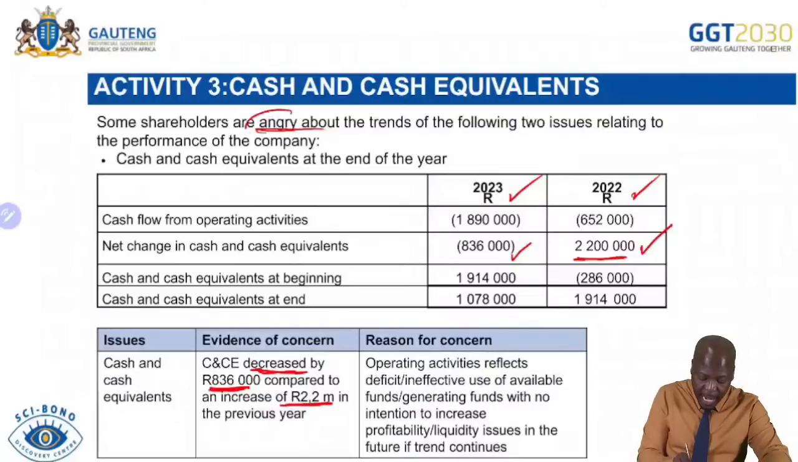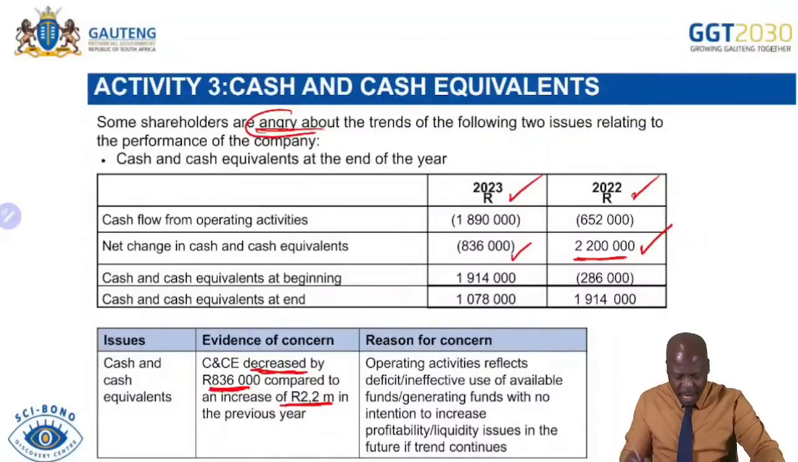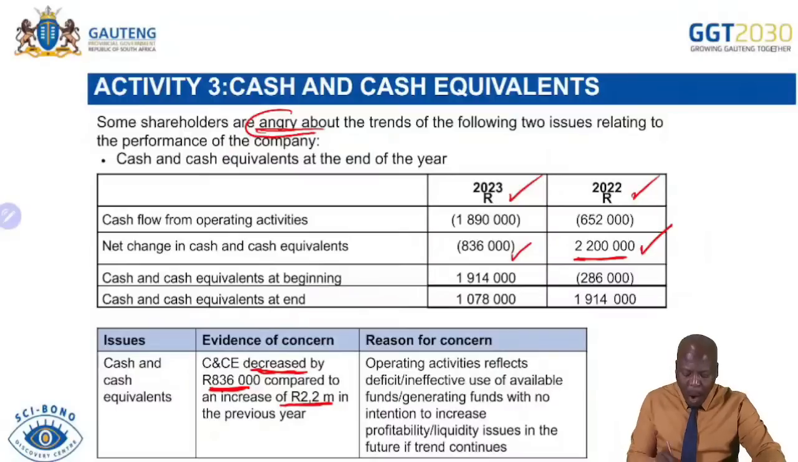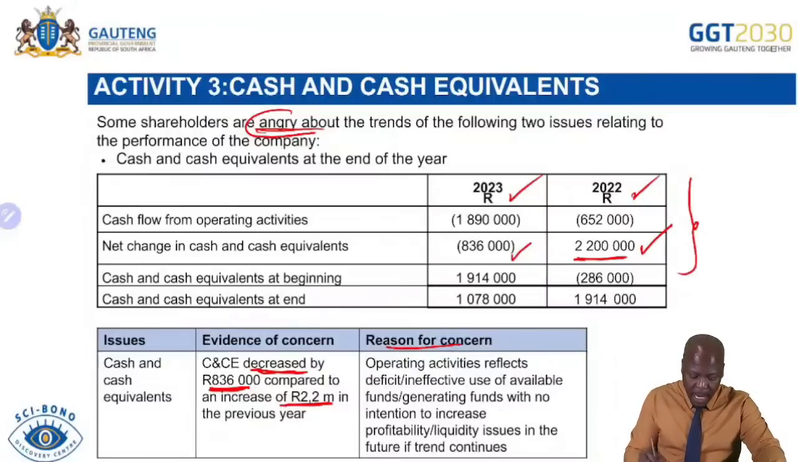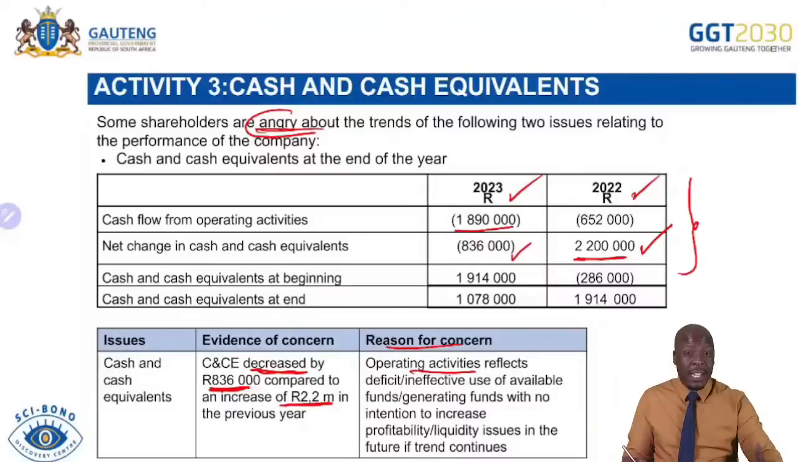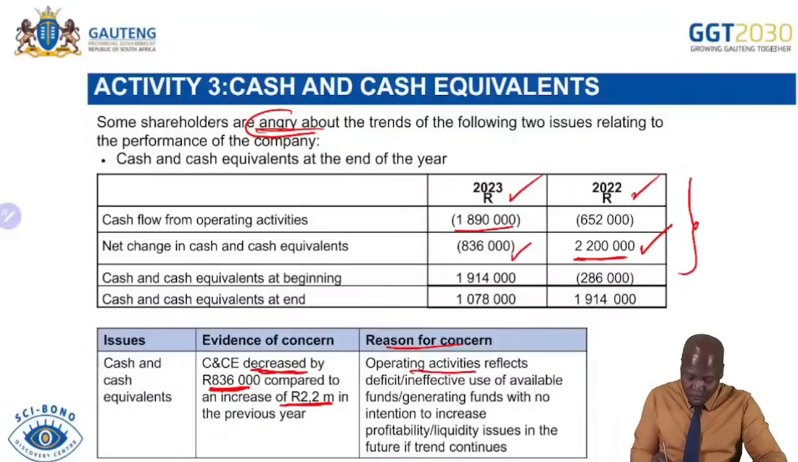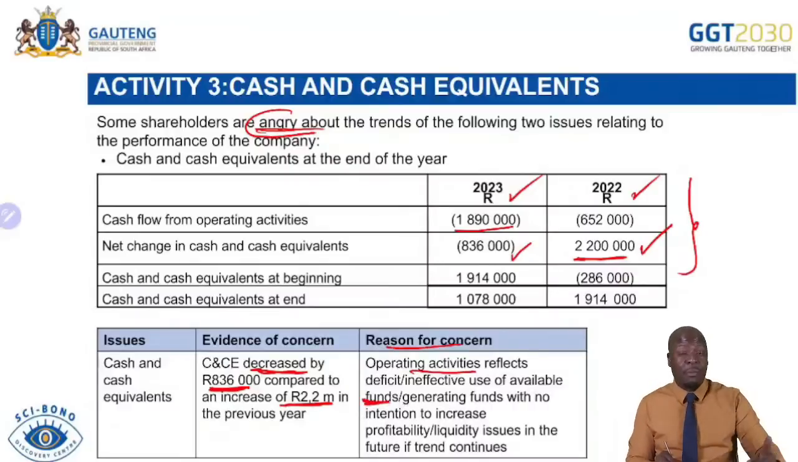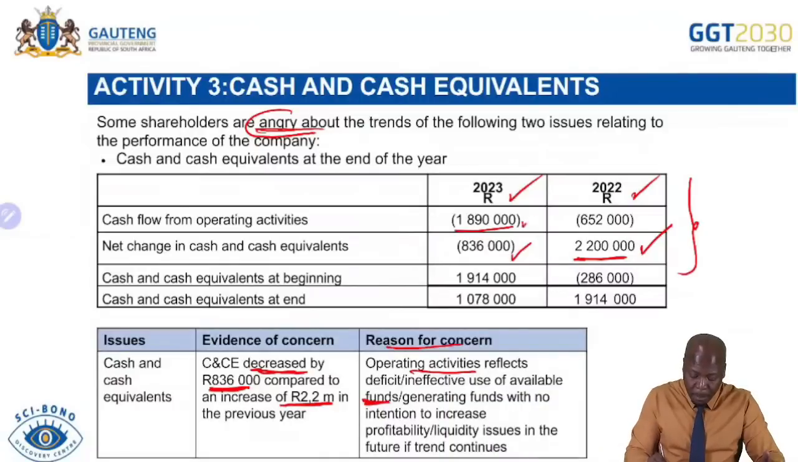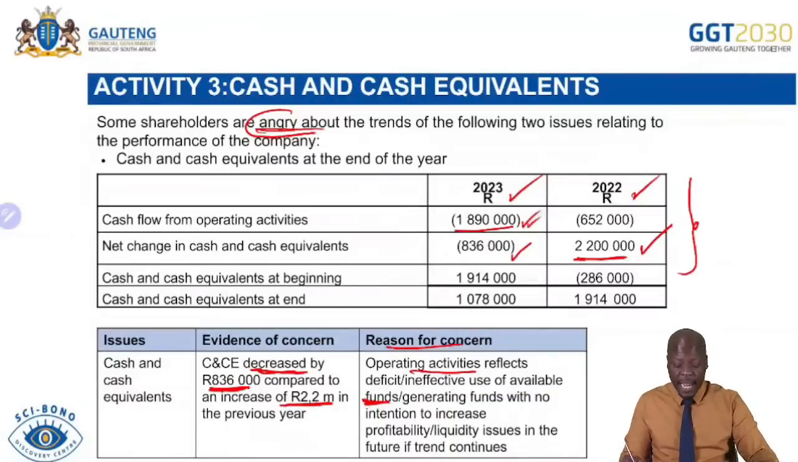So some shareholders are angry about the trends in the cash and cash equivalents. Okay, why should they be concerned? Now, you have to understand that this information is coming from the cash flow statement. And if you look here, you can see that your operating activities, you have a deficit. That simply means, therefore, that we are not able to generate income or cash from our operating activities. There is ineffective use of the funds. We can't use the funds in terms of operations. Hence, we end up with a negative on our operating activities.